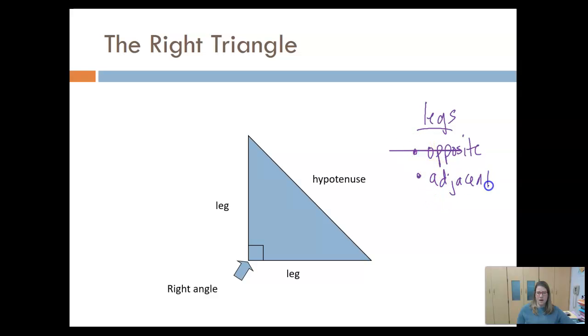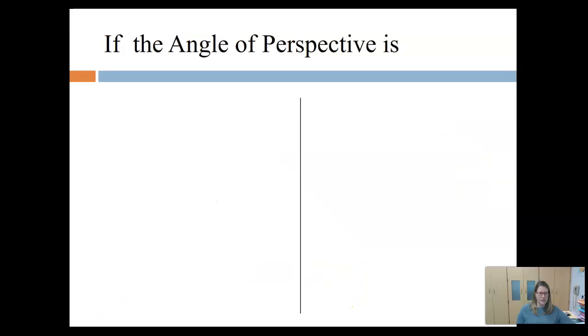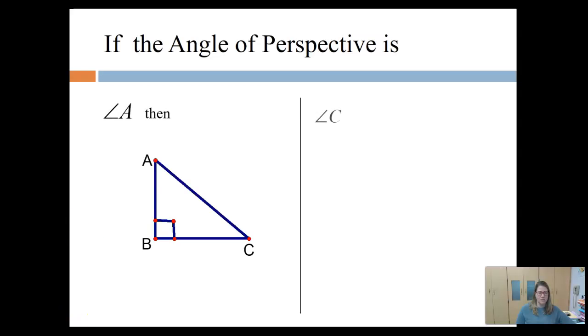Okay? Now opposite is just what it sounds like. If you're opposite from something, like if it were this angle right here, this leg right here is opposite because it doesn't touch that angle. Adjacent means right next to, so if I'm looking at this angle right here, this leg is right next to that angle, so this would be the adjacent leg if this were the angle I'm looking at. Which brings up the point that the angle of perspective determines which side is which leg.